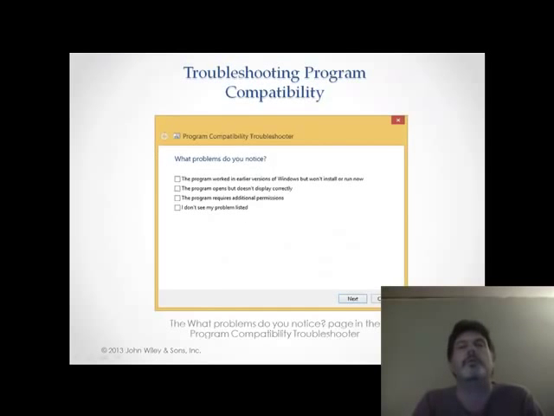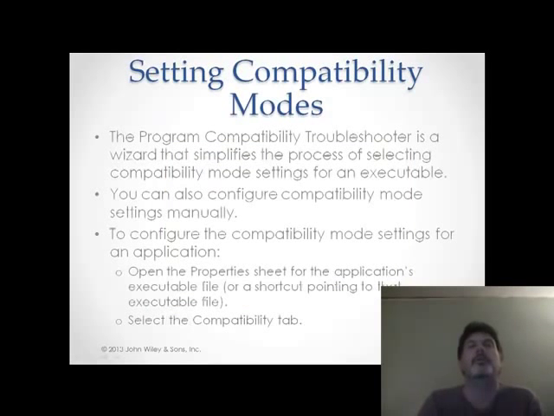If you do, you'll get a screen that looks like this. This will allow you to check the specific symptoms that your program is exhibiting. When you do, then the Program Compatibility Troubleshooter is going to try to figure out, based on those symptoms, what kind of issues that program is having, and then come up with some solutions for that compatibility issue, whether that's running it in XP mode, Service Pack 2 mode, running it with administrator settings, etc. You also have the ability to configure those settings manually.